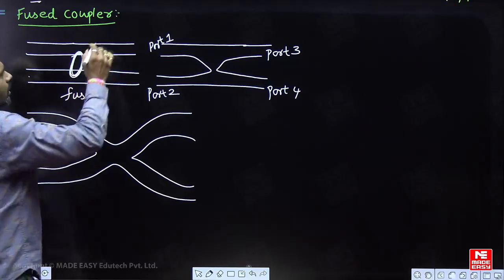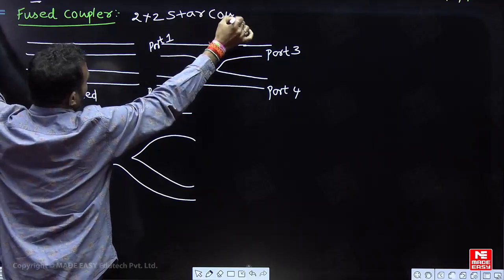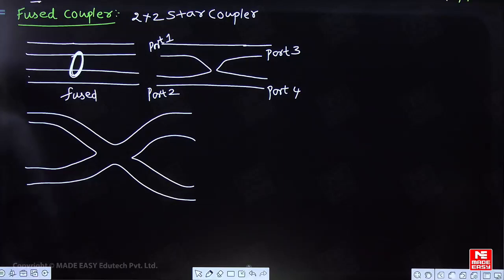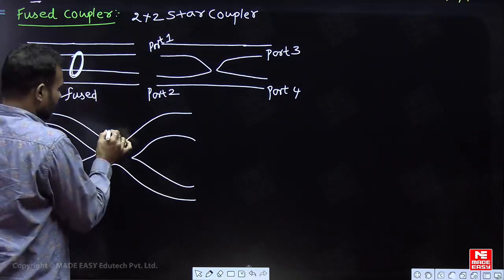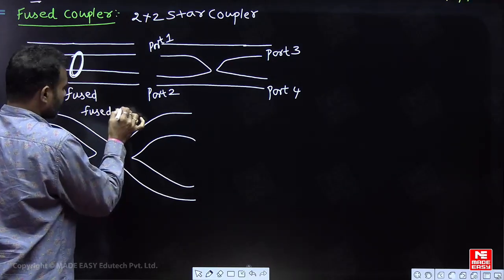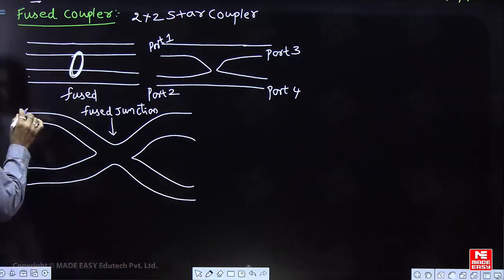Your fused coupler is also called a 2x2 star coupler. 2 inputs are there, 2 outputs are there; a 2x2 star coupler, which is called a fused coupler. Okay. So power should be coupled in the forward direction only every time. It is fused and this junction is called the fused junction. Power will always couple in the forward direction only.